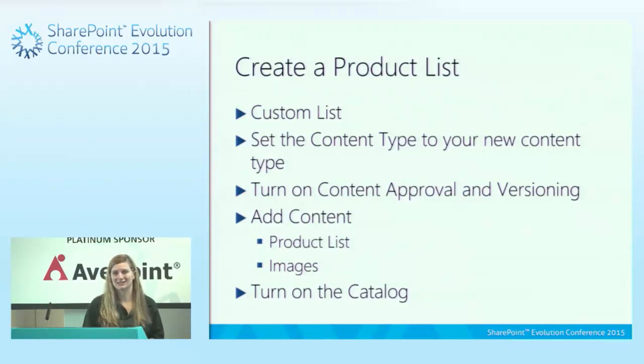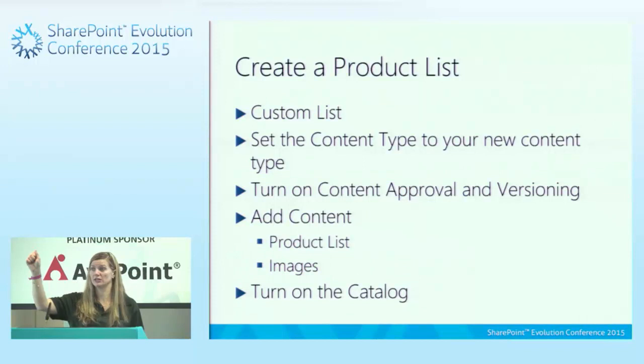Anyway, so then you go in, once you've turned all that stuff on your library, and add all your products. I did mine from a spreadsheet, made it really easy, dropped it all in, set my images, let it go. And then you go in, I showed you in the list where there's this catalog setting. You click the catalog setting and turn it on.